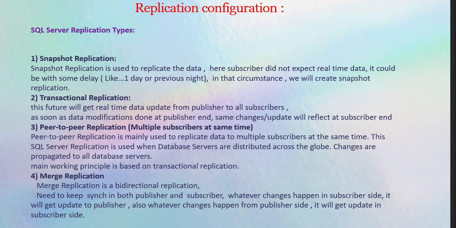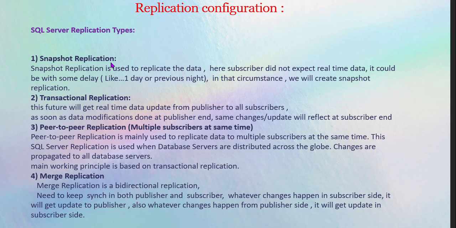Then we have four types of replications. Coming to replication, we have four types. Mostly in organizations we all use transactional replication. However, I will explain the differences between each one. But mostly we use transactional replication. The first one: what is snapshot replication?